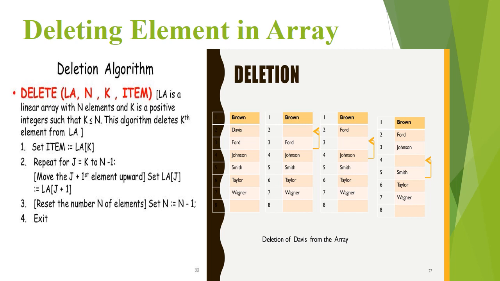Next we will see how to delete an element in an array. Here is the deletion algorithm and example. Let us see how the algorithm works. If you want to delete an element at a particular position, we have to move every element to its previous position. In this picture, there are 7 elements in an array. Now I am going to delete the element Davis, which is in the second position. So from the second position to the last position, after deleting the element Davis, I have to move every element to its previous position. Here, after the deletion of the element, the size of the array will be decremented by 1. This is how the algorithm works.